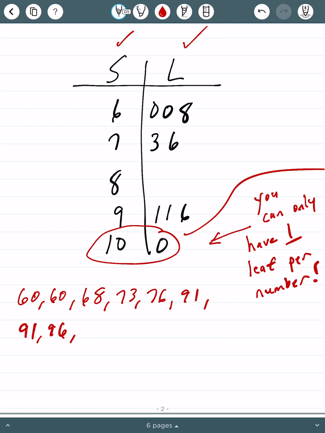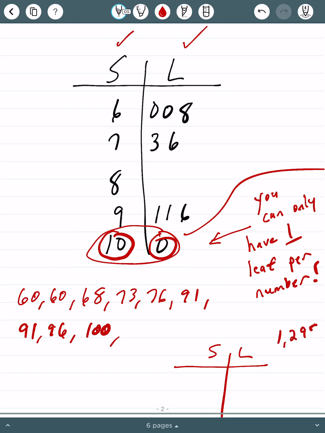Now, I want you to see this one, okay? Since we're up into a triple digit number like 100, here's the rule. You can only have one leaf per number. So this actually means 100, okay? Now, let me show you a different one. What if it said to draw the number 1,295? Here's what that would look like. 1,295. See how you can only have one leaf, one number, for the leaf.